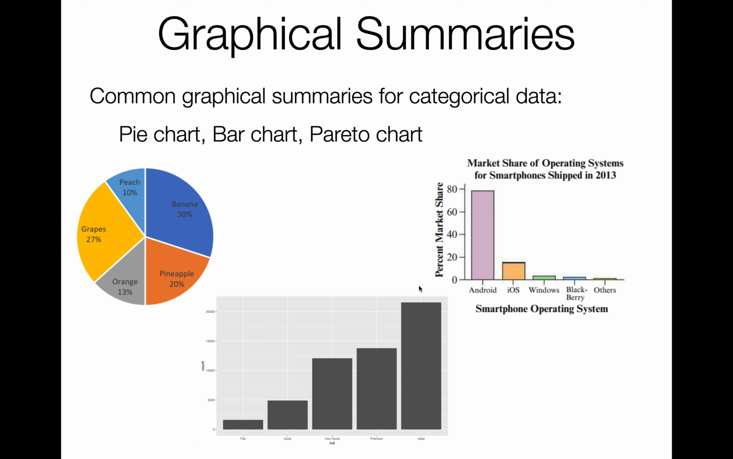The second one, and the one that I recommend that you use whenever you see a categorical variable, is a bar chart. A bar chart.